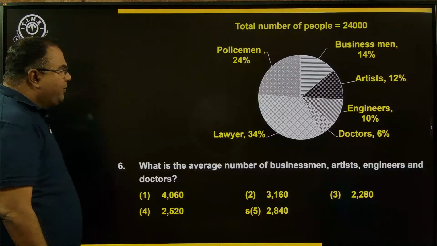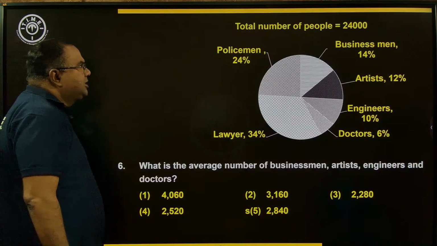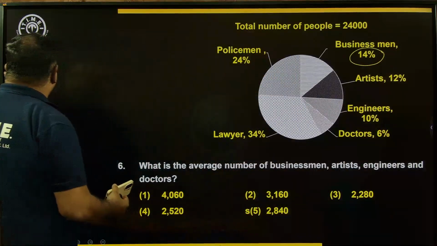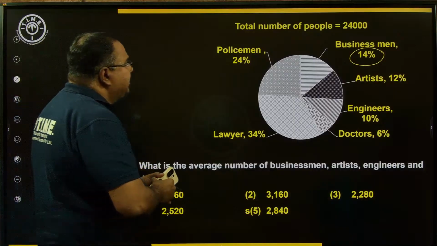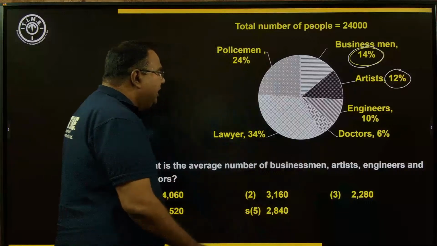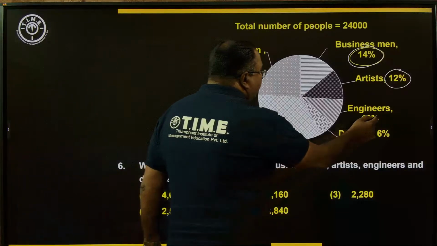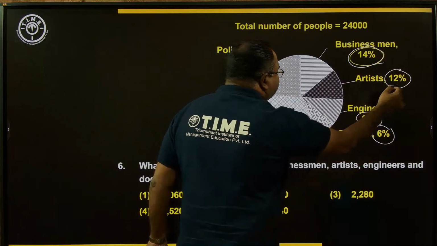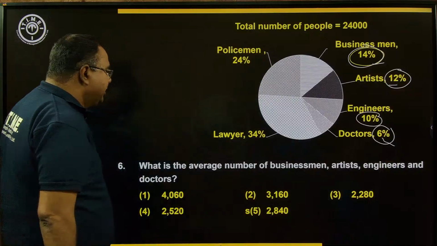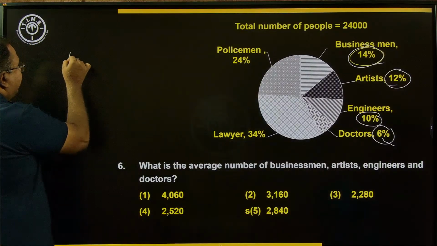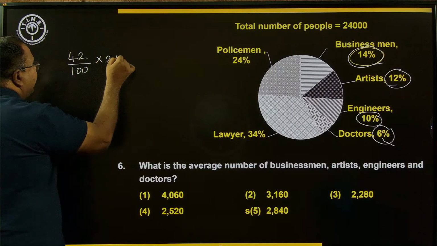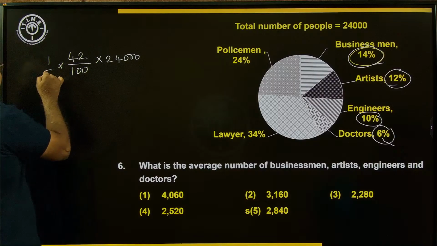Okay, what is the average number of businessmen, artists, engineers, doctors? Businessmen, artists, this is 14, this is 12. Then engineers and doctors, 10, 6. If I add this, 26, 26 plus 10 is 36, plus 6 is 42. So it is 42%. So average will be 42 by 100 into 24,000, divided by 4 because there are 4 professions.